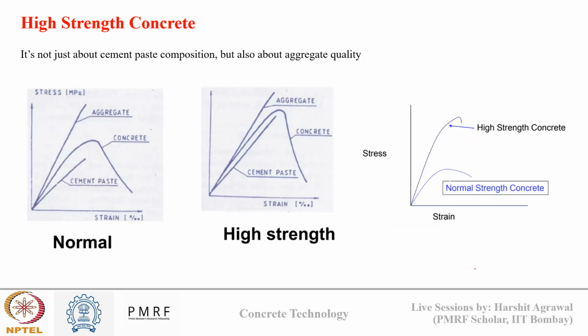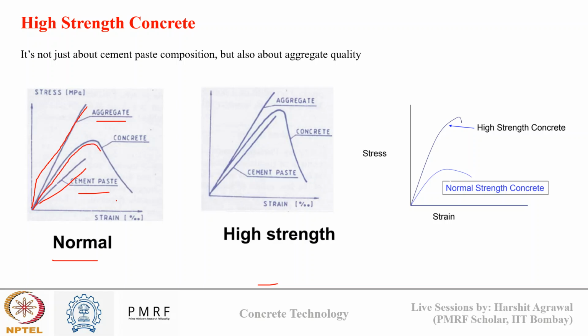Now, often high strength concrete is seen with a myth that strength is all about cement paste composition, but in reality, it is not just about the paste composition, but it is also about the aggregate quality. If you see this stress versus strain profile for a normal concrete, we have this stress versus strain profile for aggregate. This is cement paste, and for concrete that is prepared by the combination of aggregate and cement paste, the stress versus strain profile lies somewhere in between.